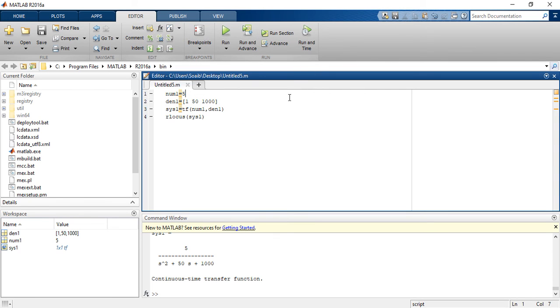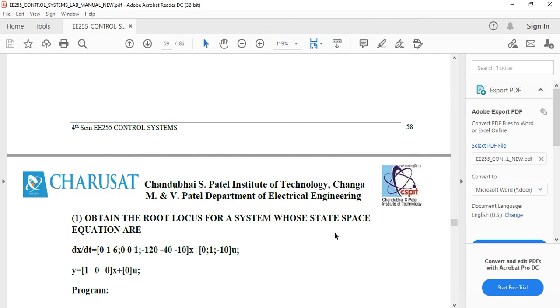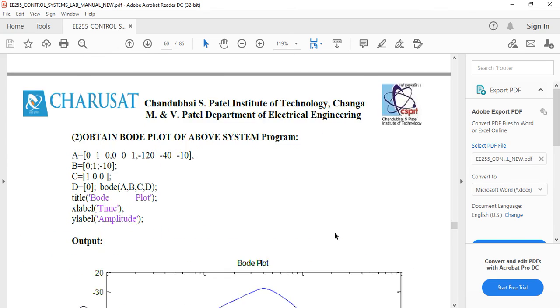So the command for root locus is rlocus, the command for drawing the Bode plot is bode, and the command for drawing the Nyquist plot is nyquist. Over here you have to define the system, system1, which is nothing but whatever system you are taking. So this is your experiment number 7.